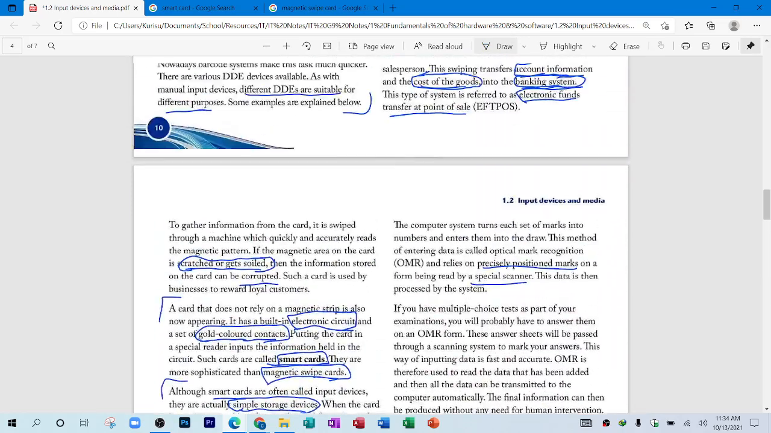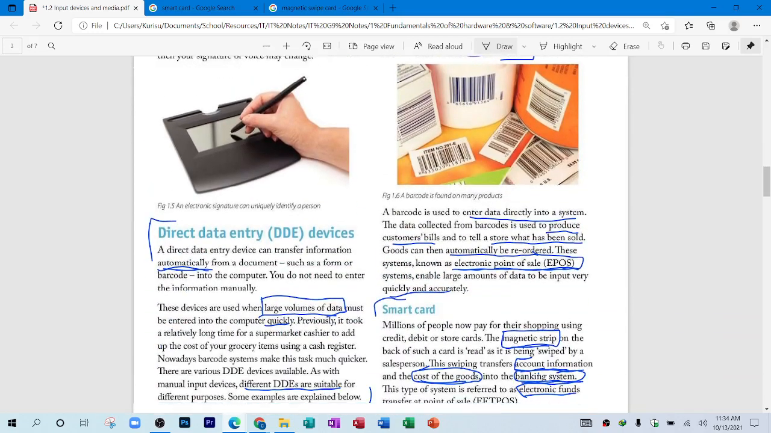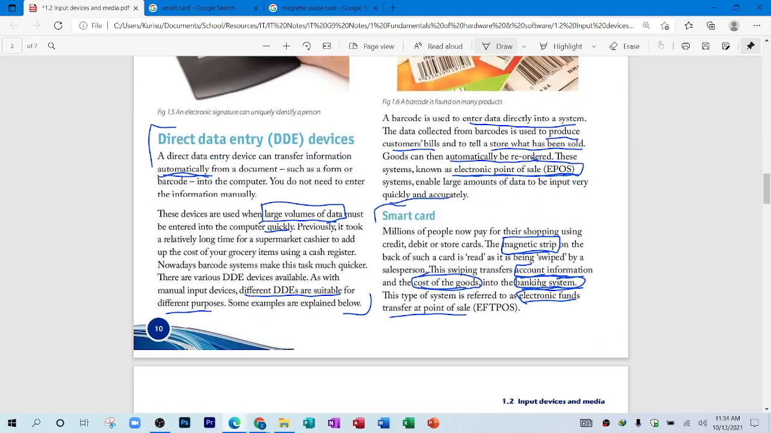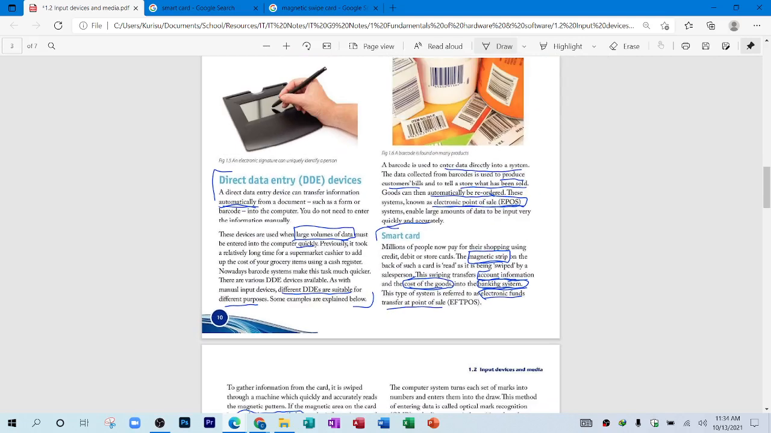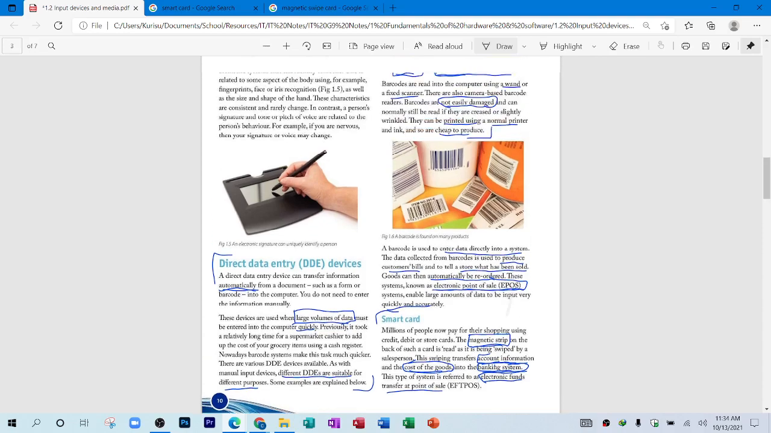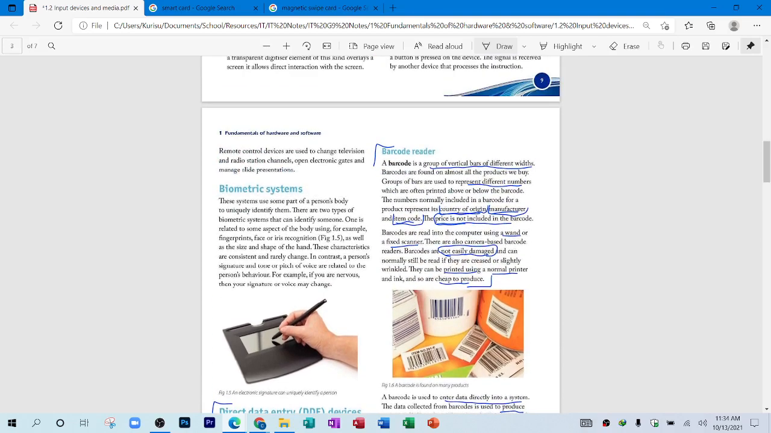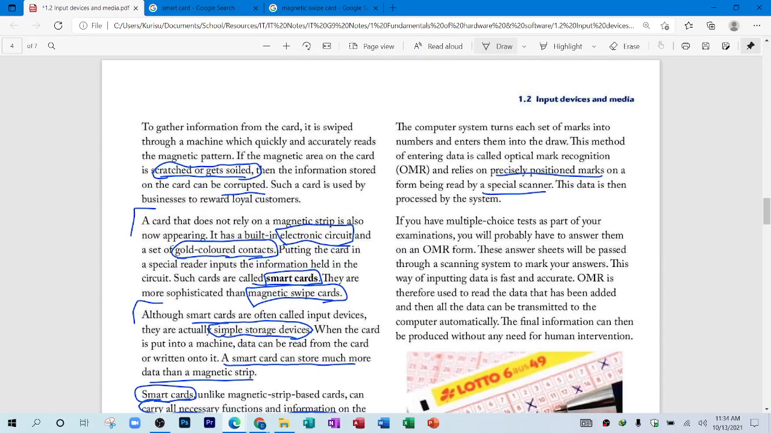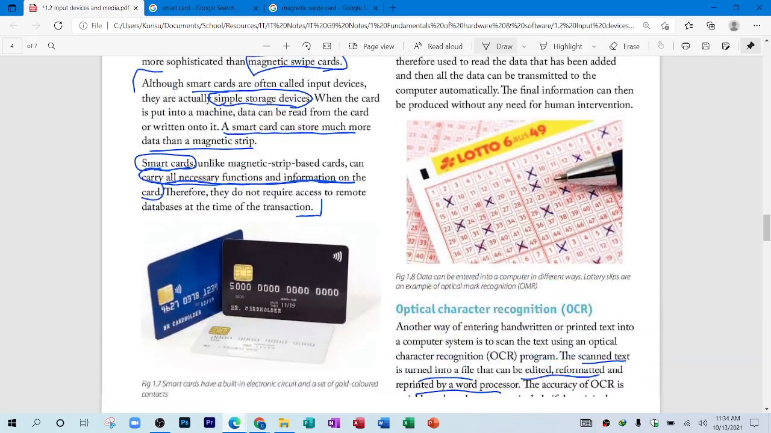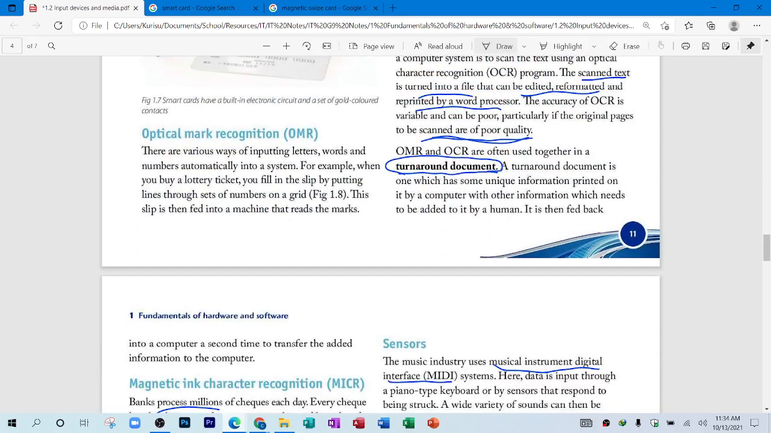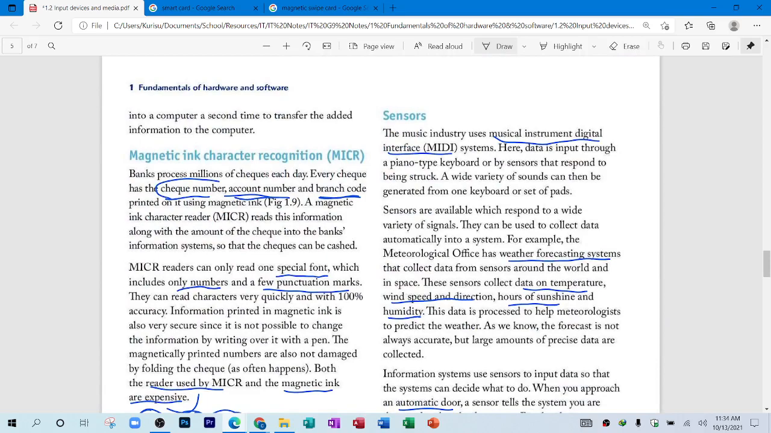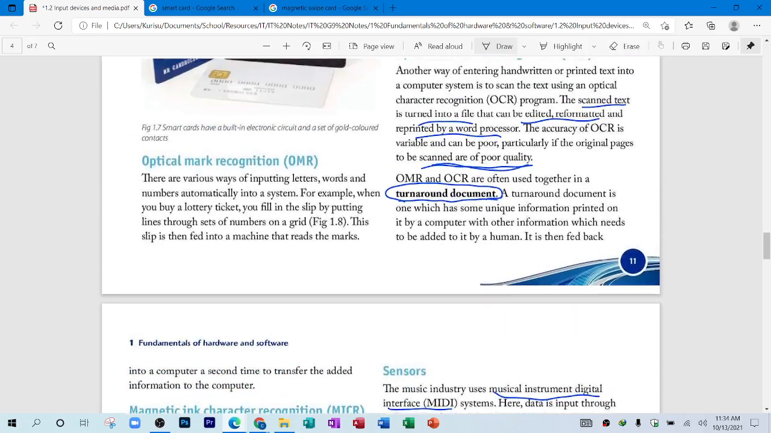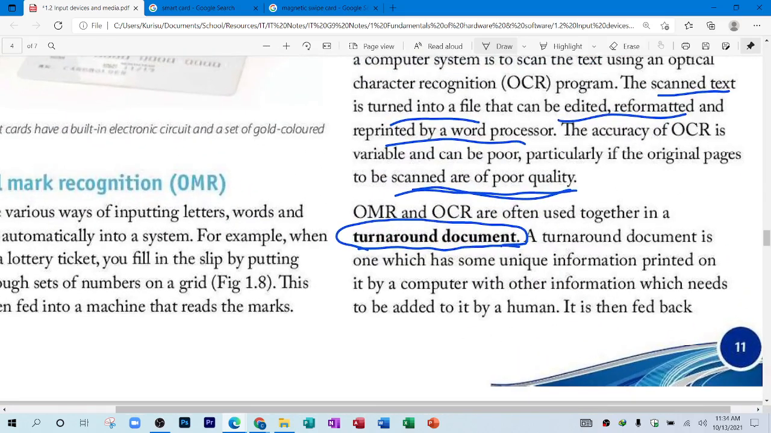So in conclusion of what we looked at today, we looked at direct data entry devices. So we're wrapping up on input devices. Direct data entry devices transfer data automatically. What are some of the devices? We looked at the barcode reader and the smart card. Remember, there are two types, the smart card and the magnetic swipe card. There's the OMR, the OCR, the MICR, and the different types of sensors. Please remember, you have to remember what a turnaround document is also.